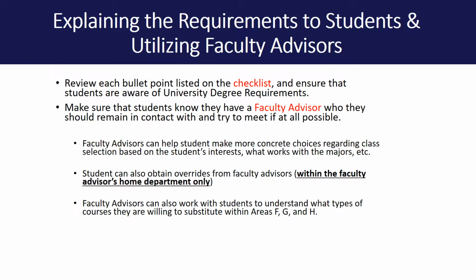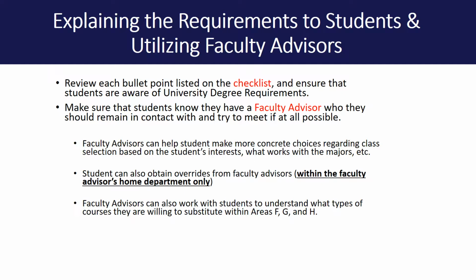So, how to explain the requirements to the students and how they utilize faculty advisors. This is something that you will talk about when you are reviewing the checklist. You need to review each bullet point that's on the checklist and ensure that the students are aware of university degree requirements, specifically meaning residency requirements and things like that.